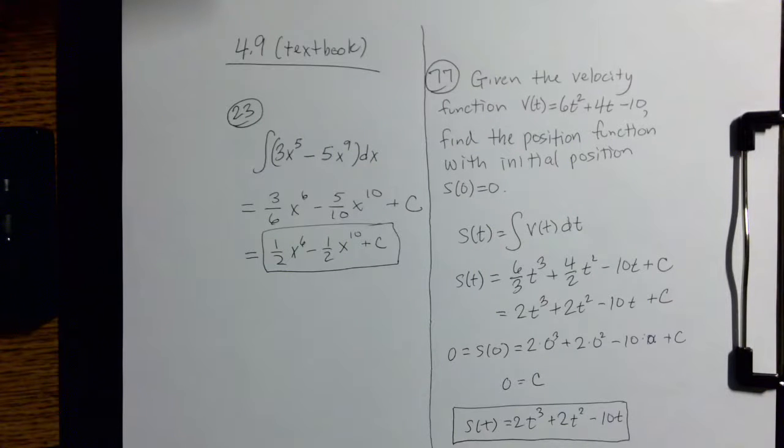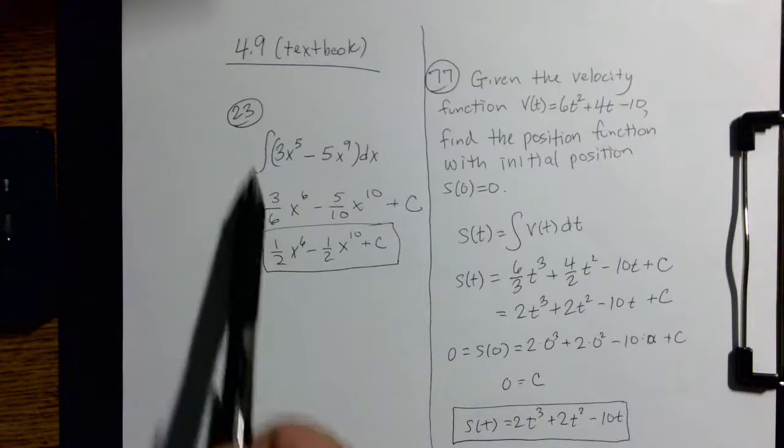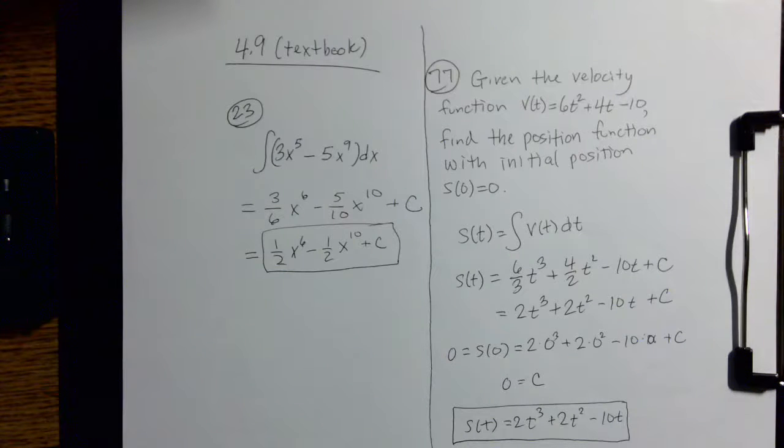Let's have a look at a couple examples from section 4.9. This section covers the topic of antiderivatives. This first one is a fairly straightforward example where we're looking for the family of antiderivatives of a polynomial.